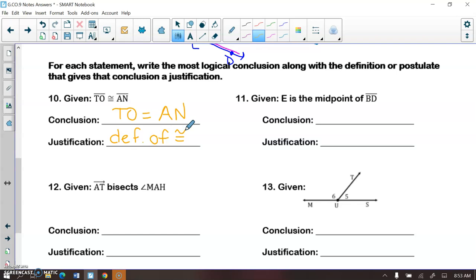We are given that E is the midpoint of BD. So the only thing that we would be able to say is that BE is congruent to BD. We cannot say that they're equal yet. We first have to go to congruency, because that is the definition of the midpoint.